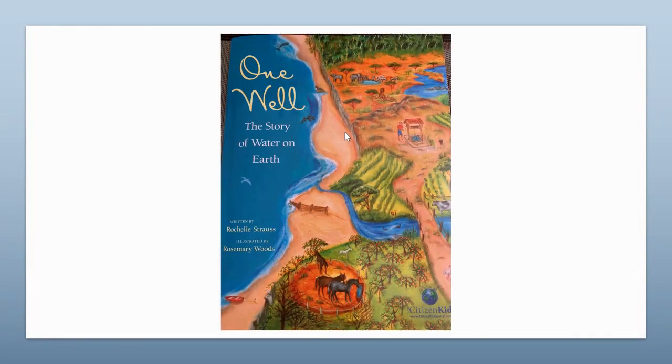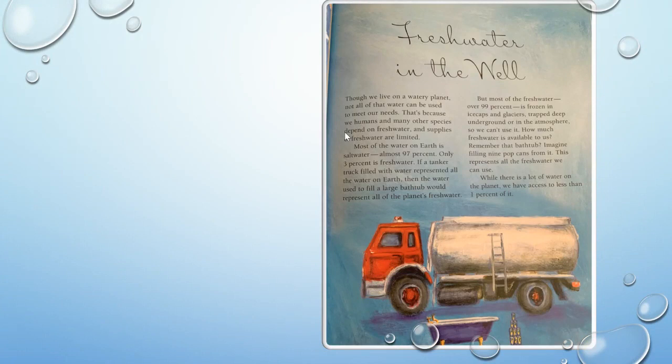One Well, the story of water on Earth. Fresh water in the well. Though we live on a watery planet, not all the water can be used to meet our needs. That's because we humans and many other species depend on fresh water, and supplies of fresh water are limited.